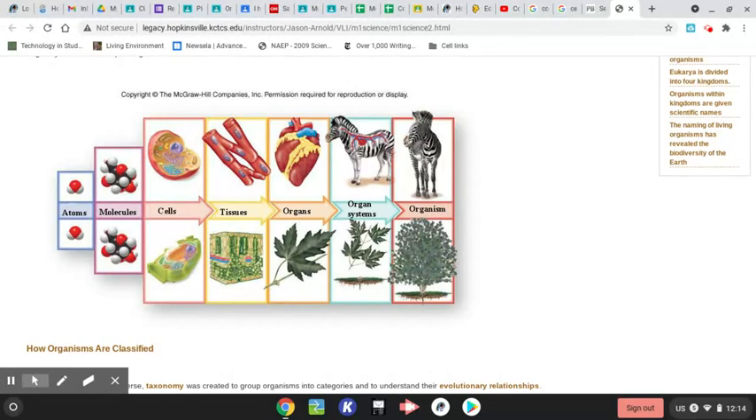Brain, lungs. What else you got? Liver, heart. What'd you say? Bladder, mouth, stomach, intestines. And an organ is something that uses different types of tissue to perform a function.